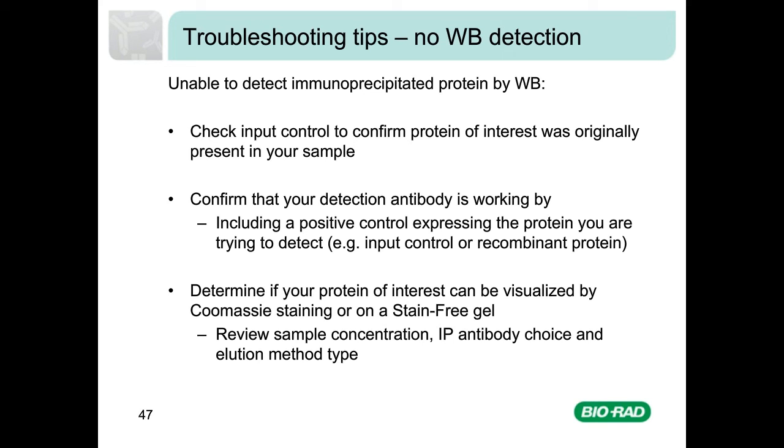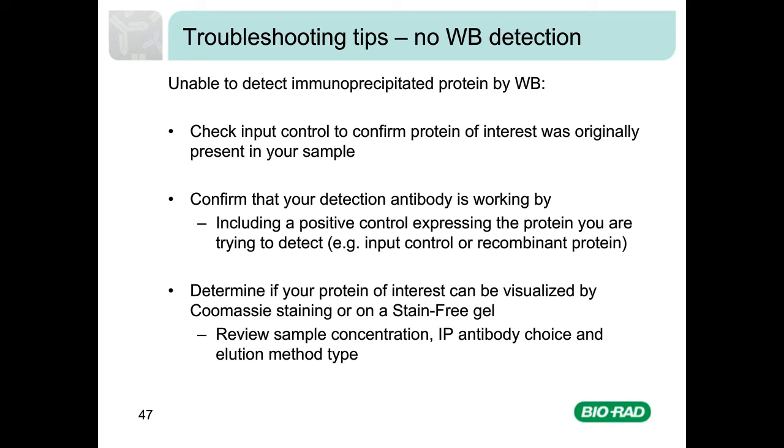If you cannot detect your protein of interest in a positive control, this may suggest that the primary or secondary antibodies are not working. To establish the presence of your protein of interest in your IP sample, you could also assess whether you can visualize your protein of interest on a stain-free gel or chromatic staining of your IP samples. If you are able to visualize your target protein on your gel, this may provide further indication that the primary or secondary antibodies are not working. If you are unable to visualize your protein of interest on your gel, this may suggest that the IP antibody is unable to bind to your protein of interest.